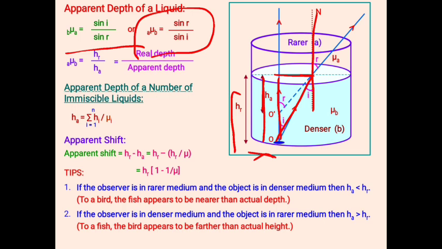If the observer is in the denser medium and the object is in the rarer medium, then to a fish the bird appears to be farther than its actual height. This is very important. When we see the sun from inside the swimming pool, or when we see a bird or any object from under the water, we see it farther than its actual height.